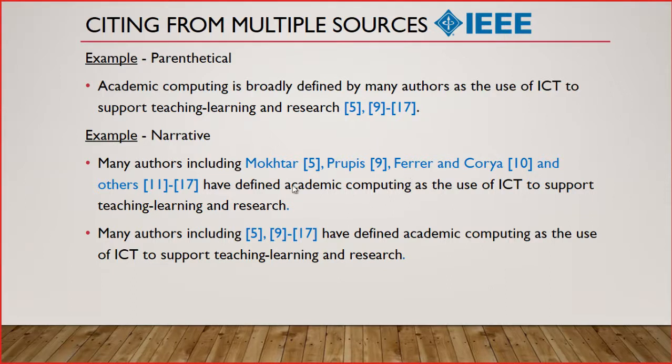For narrative, you can actually use a combination of the names like this, or perhaps just like this, 5, 9 to 17. Many authors including 5. You don't mention the name of the author. Yes, this is also acceptable. Or if you choose to mention, for example, Mokhtar, you can put Mokhtar 5, Propis, Ferrer and Korea, 10, and others. The ones you do not want to mention, you can combine. So this is also acceptable. So this is citing from multiple sources.